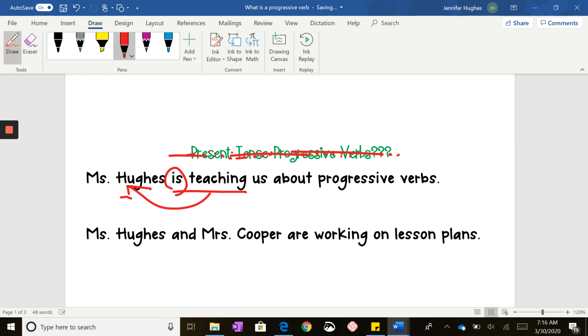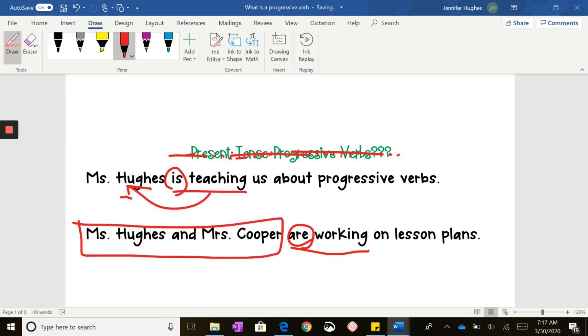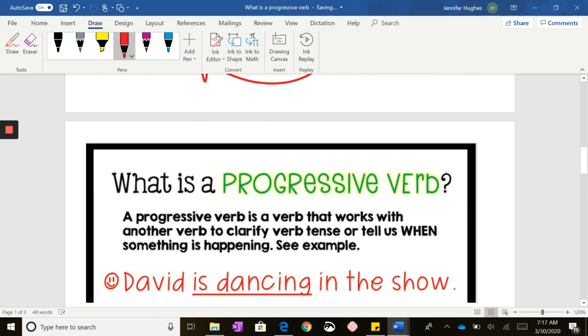All right. So is means that your subject is singular. There's only one person or one thing that the sentence is about. Miss Hughes and Mrs. Cooper are working on lesson plans. So are is serving as a linking verb to connect the subject of the sentence, Miss Hughes and Mrs. Cooper, which are two people. So that is a plural subject, which is why we use the word are to explain what these ladies are doing.